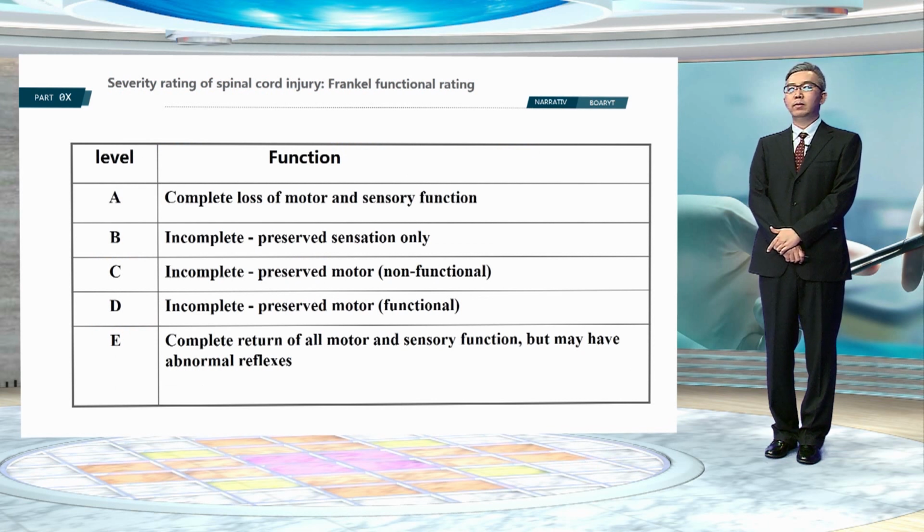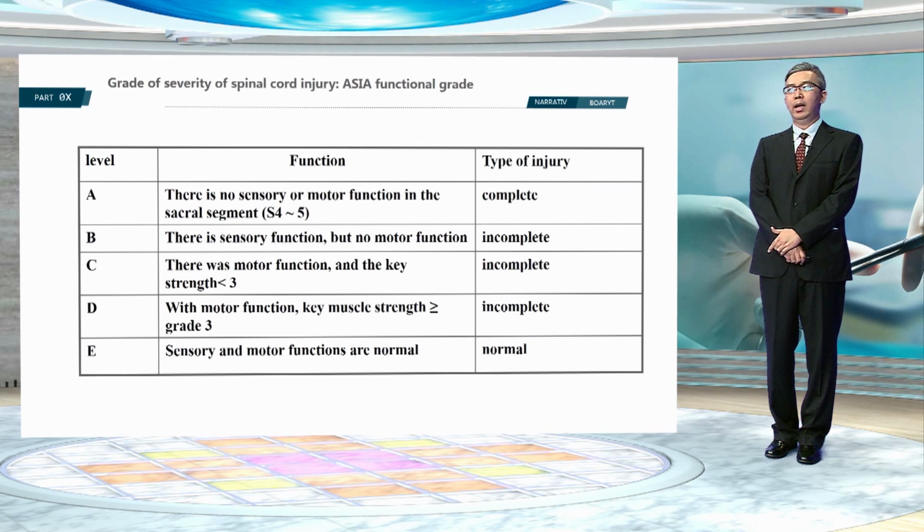For the last one, you should know what the Frankel functional rating is. You should remember the Frankel functional rating, which ranges from level A to level E. Level A is the complete loss of motor and sensory function, and level E is nearly the normal status. The ASIA functional grade also ranges from level A to level E. Level A is complete spinal cord injury, levels B, C, D are incomplete spinal cord injury, and level E is the normal status.